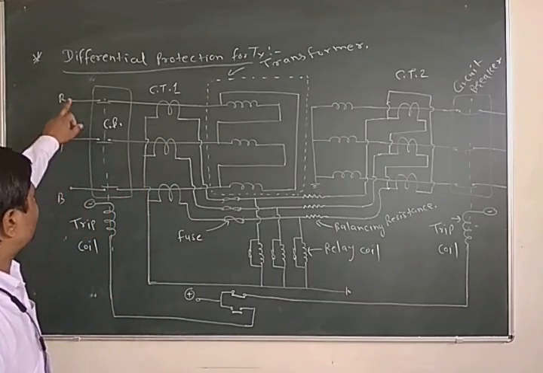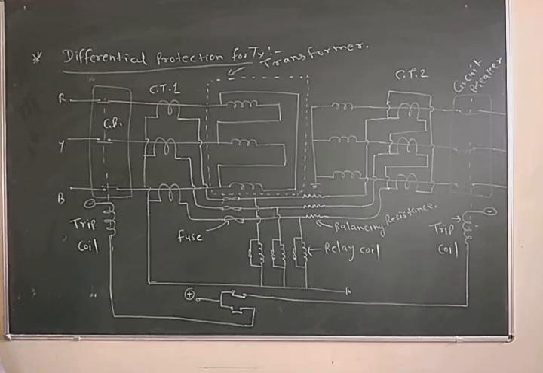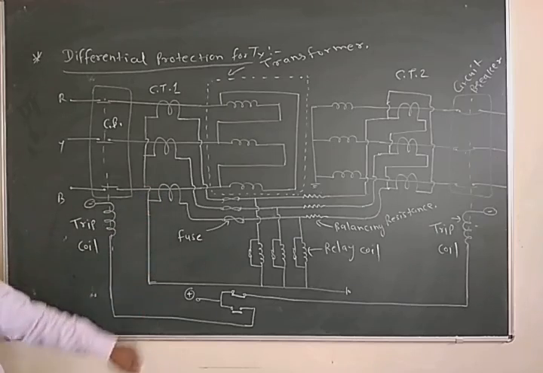In differential protection, in this type of protection, there are two similar electrical quantities and the relay operates on the basis of the difference in magnitude and phase angle of both the quantities. Differential protection for transformer includes several parts. So here is the layout of this arrangement for differential protection.